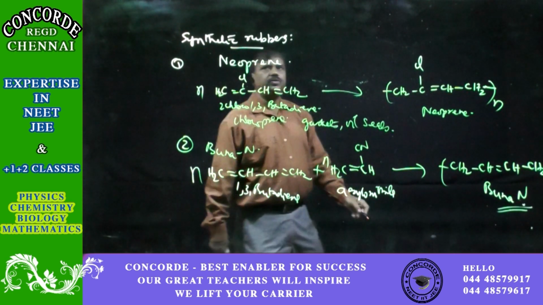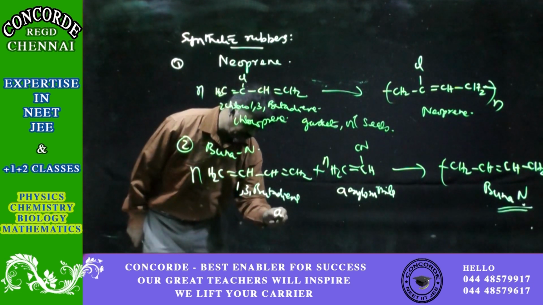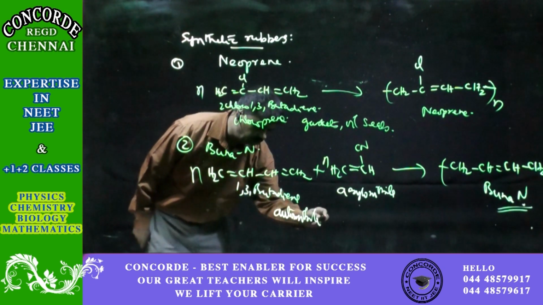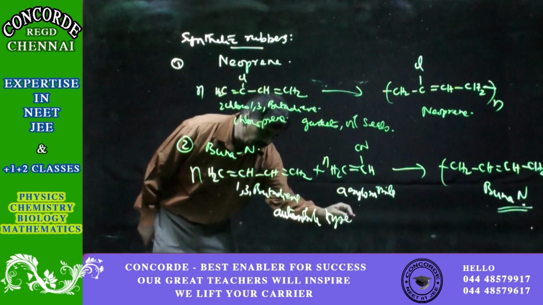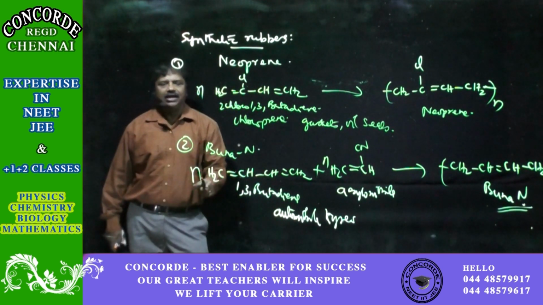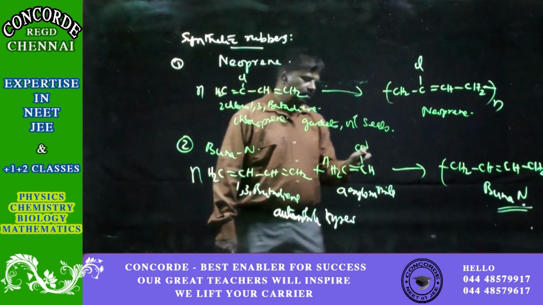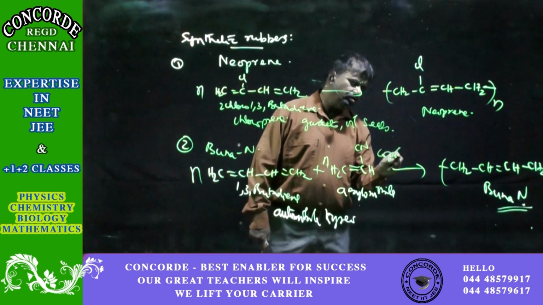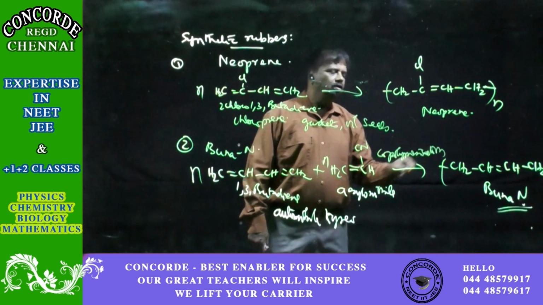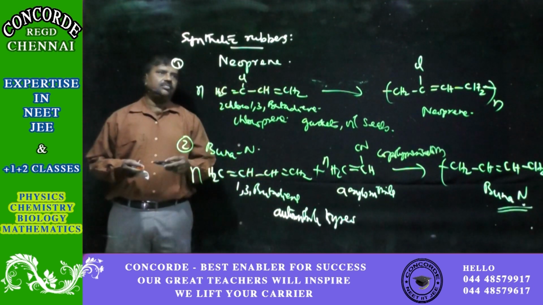Both Buna S and Buna N are useful for making automobile tires. They are a replacement to natural rubber. They have high tensile strength and also some elasticity as well as rigidity. So they are useful for making automobile tires. So this is about synthetic rubbers.